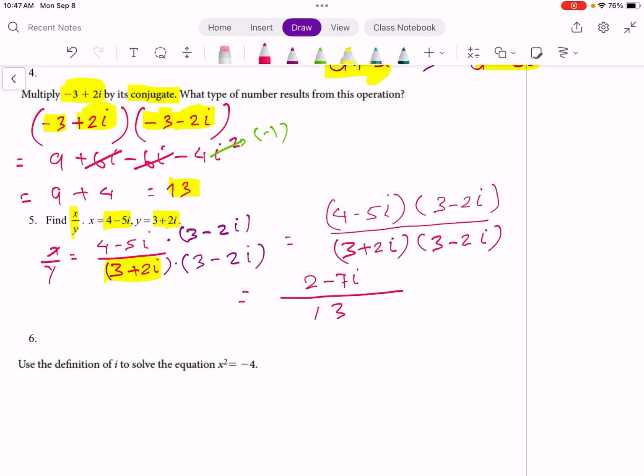Now the final step. We just rewrite this. We give the denominator to each part, to the real part and the imaginary part. So we have 2 divided by 13 minus 7 divided by 13 i. This is the complex number that we get after dividing 4 minus 5i by 3 plus 2i. If you have a different numerator and denominator, let me know.